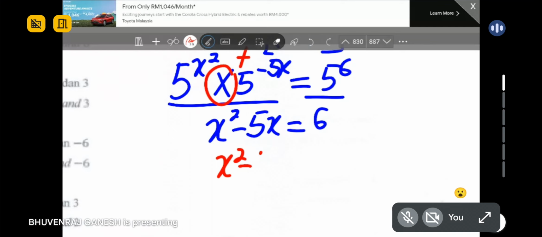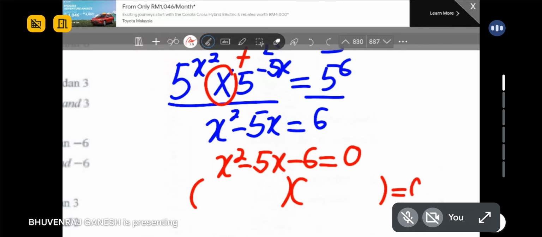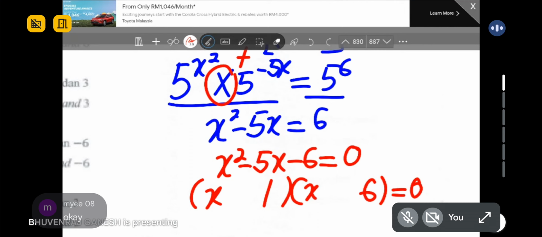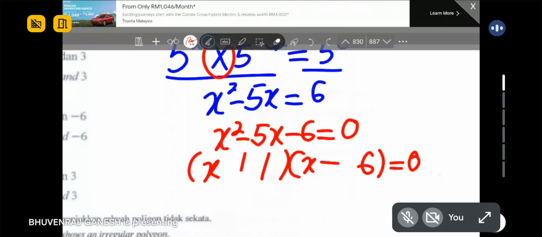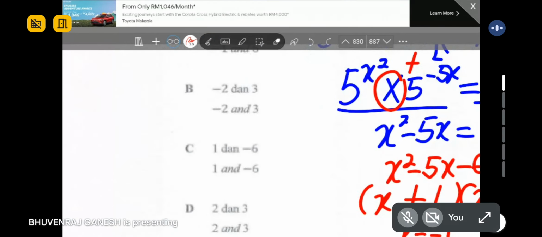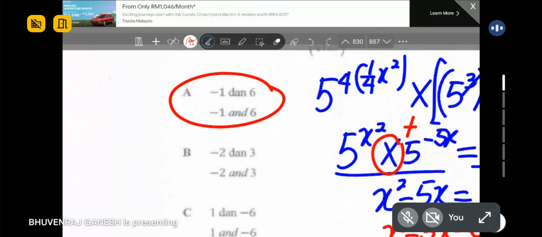So x square minus 5x minus 6 equals 0. Why got so many emoji? Wow, guys. Terpegun lah. Cara saya selesaikan. You guys get shocked, is it? Okay. So minus plus. So x is negative 1, x is 6. So this is your answer, guys. Negative 1 and 6. So answer is A.